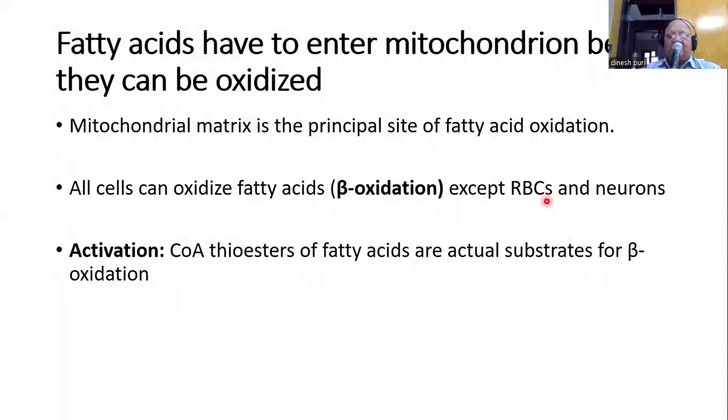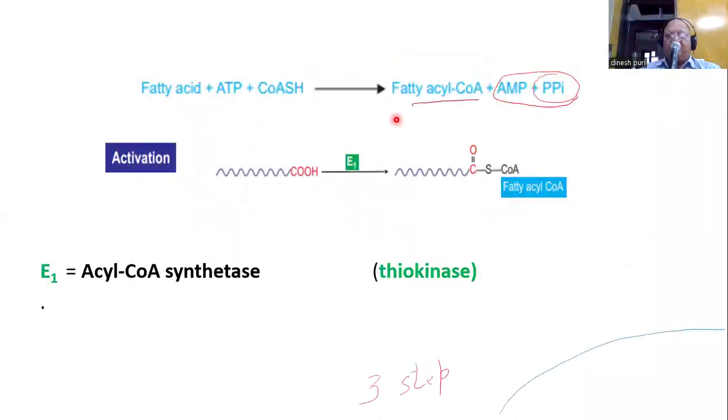These are two exceptions. For fatty acid oxidation to occur, it has to be activated first. Activation means conversion to thioester form. And it is the thioester form, shown here, fatty acyl coenzyme A, which is the actual substrate for beta oxidation.